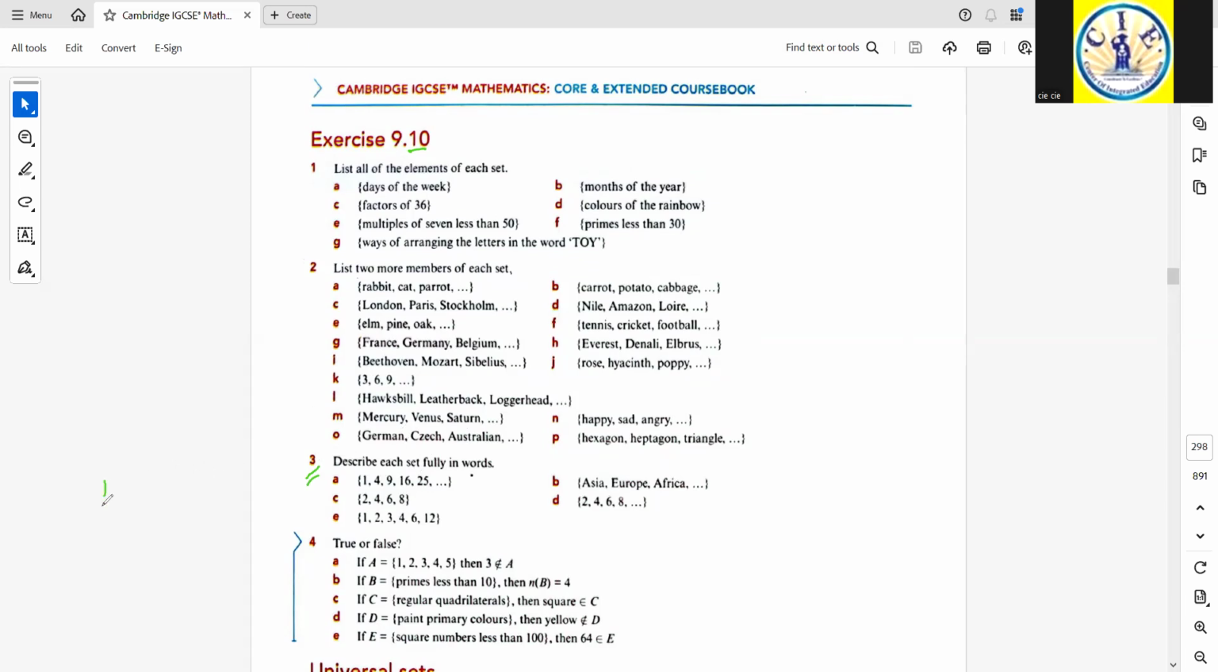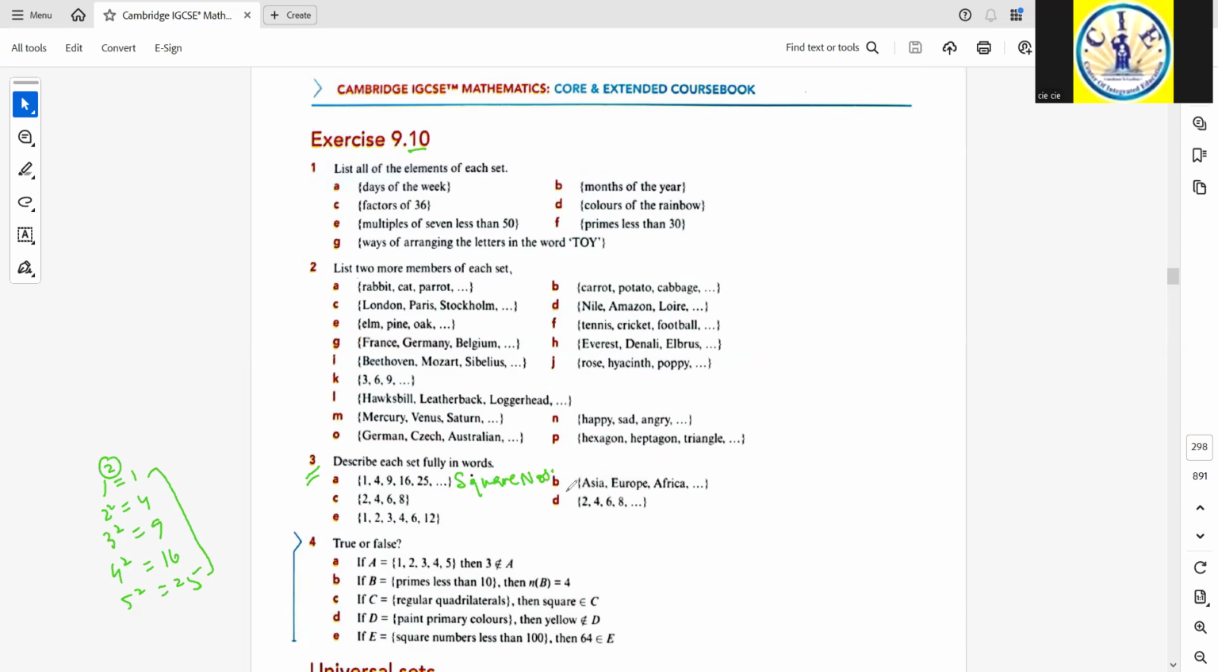We see that these are all the squares of numbers, like square of 1 is 1, square of 2 is 4, square of 3 is 9, square of 4 is 16, and square of 5 is 25. So we are given these. These are actually the squares of the numbers. So to describe this set fully in words, we can say that the set is a set of square numbers.